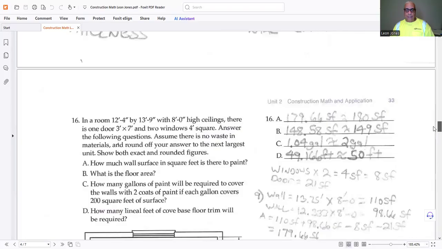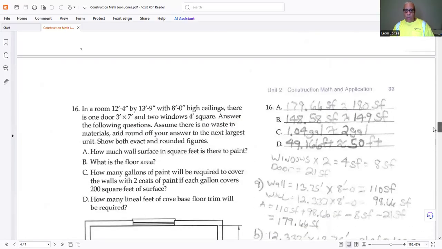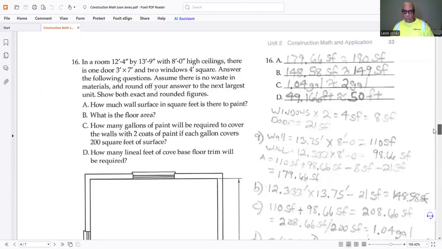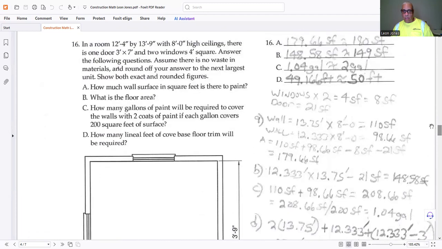All right, then we get another one. We're dealing with ceilings. And what did I do with the ceilings? Walls and everything. Showed you different areas. For A, I took a wall 13.75, multiplied by 8. I got 110 square feet.